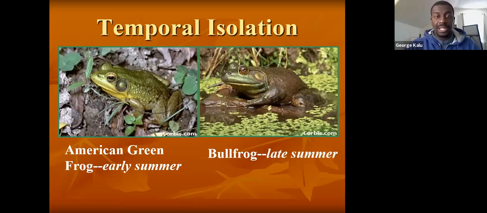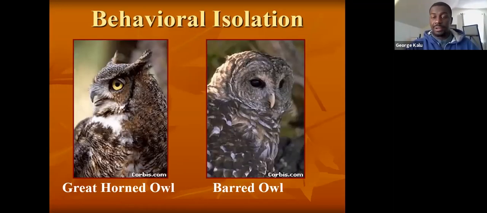And then the last one is behavioral isolation, where you have different behavioral patterns. For example, the great horned owl and the barred owl were once more closely related to one another. As they started to occupy different habitats, they started developing different mating calls. The great horned owl's mating call sounded one way, the barred owl's another way. Because their mating calls sounded different, they never recognized each other as individuals they could breed with. Eventually they started mating with their own, and became their own individual species.